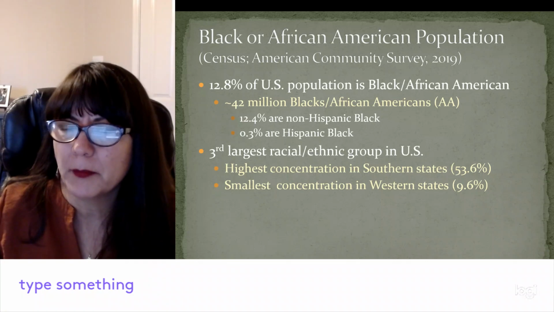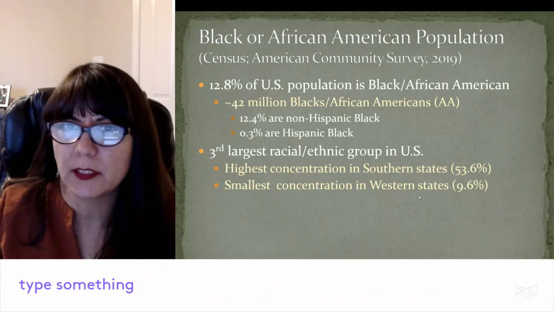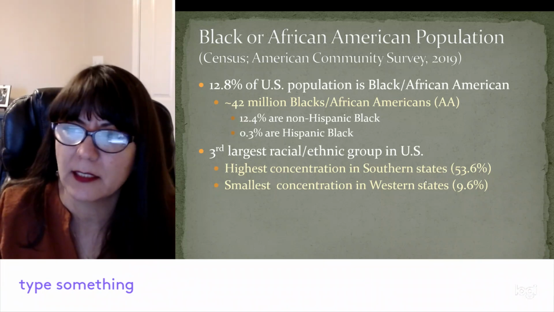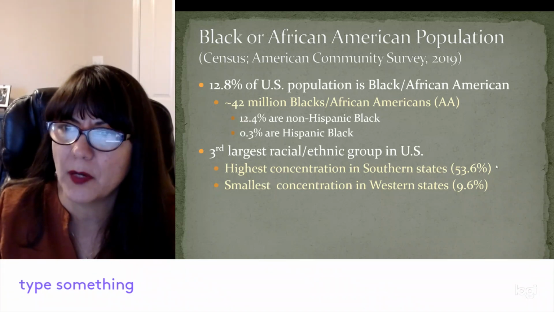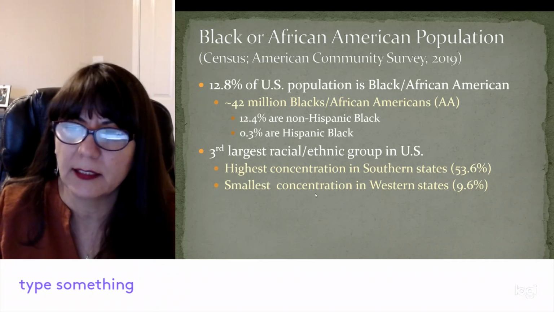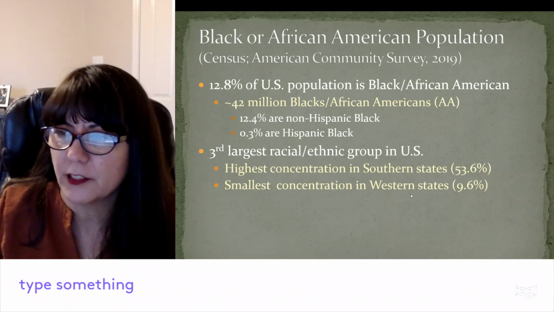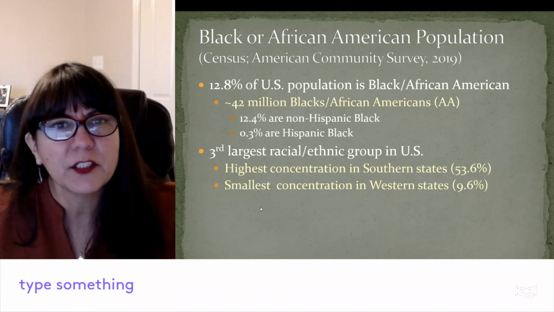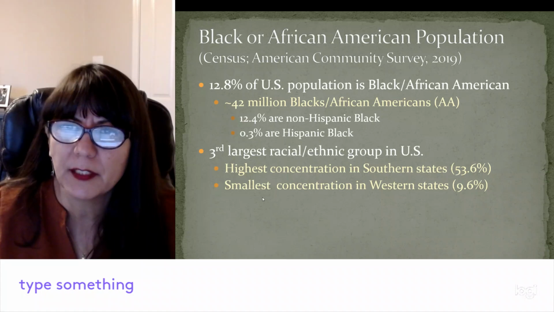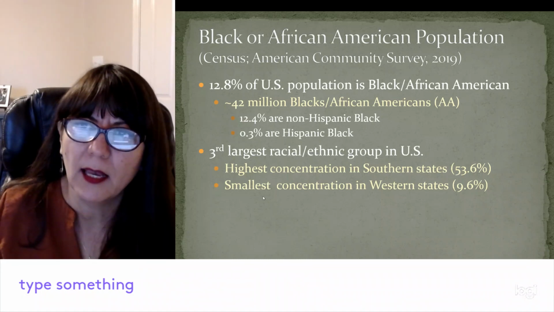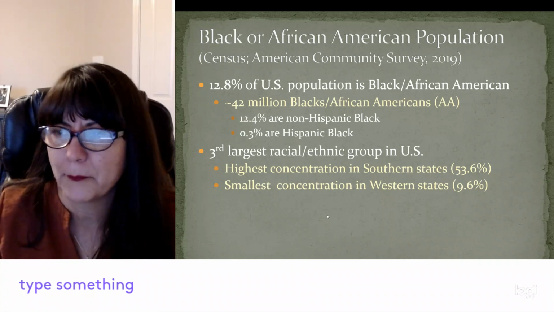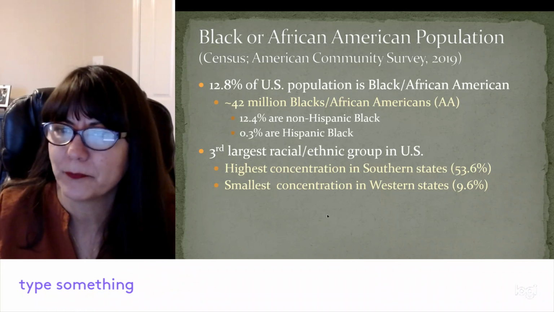So African Americans or Blacks are mostly concentrated in the southern states. About 53.6% of the Black or African American population is concentrated in the South. The smallest concentration is in the western states. I don't think I listed the concentrations for Hispanics in the U.S. in the previous presentation, but I believe they're largely concentrated in the West and Southwest, in the border states.